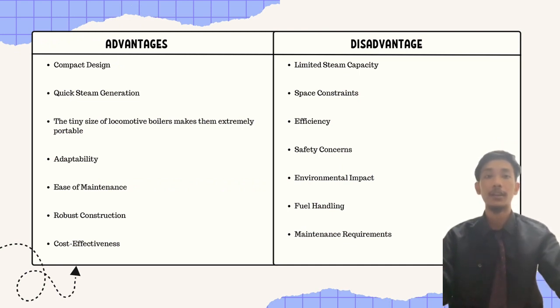The next one is the disadvantages of locomotive boiler. The first one is limited steam capacity, space constraints, efficiency, safety concern, environmental impact, fuel handling, and also the last one is maintenance requirement. Thank you.